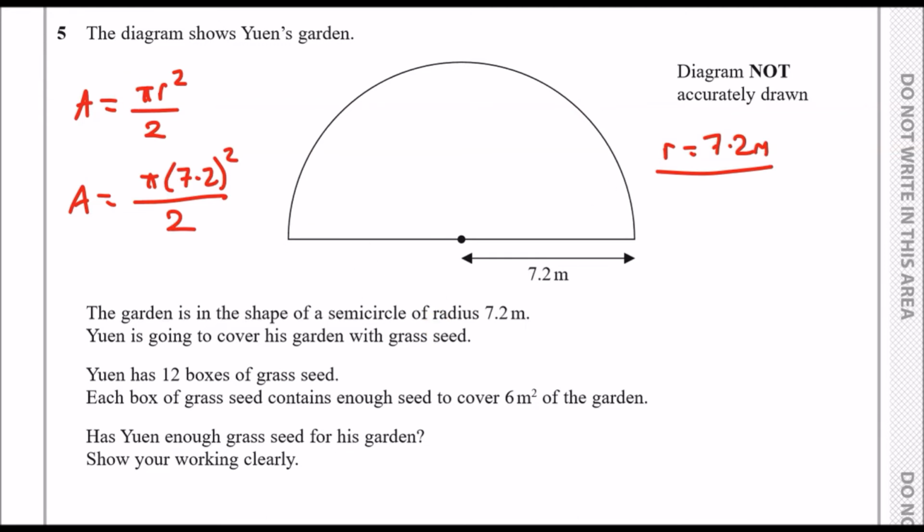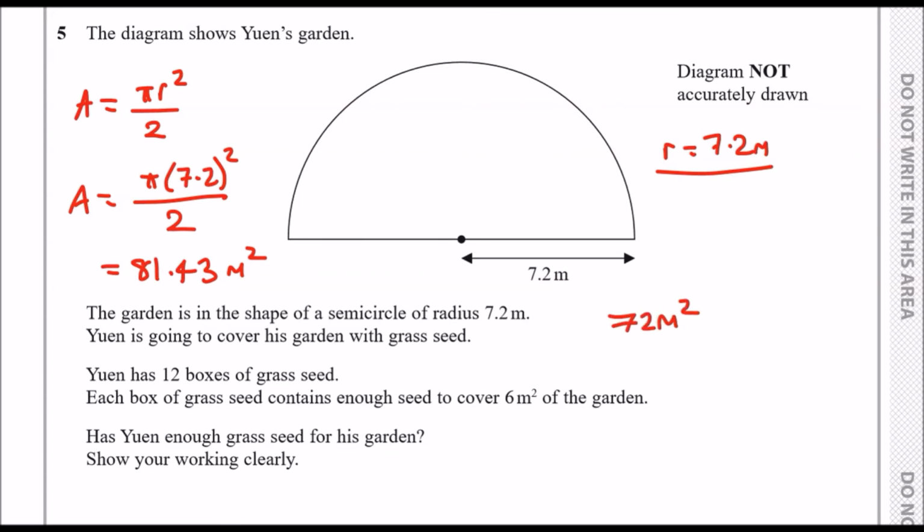Now, when you put this in a calculator, guys, you should get an area of about 81.43 meters squared. Now, we know that UN has 12 boxes of grass seed, and each of those boxes has enough seed to cover 6 meters squared. So that means 12 times 6 is actually 72 meters squared.